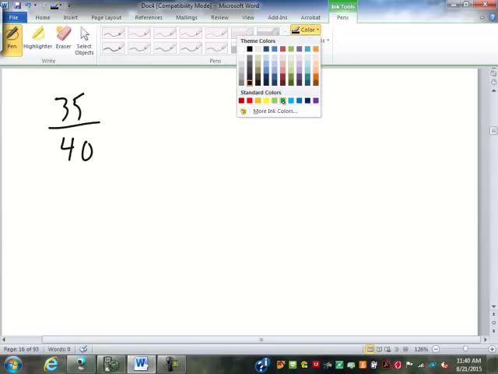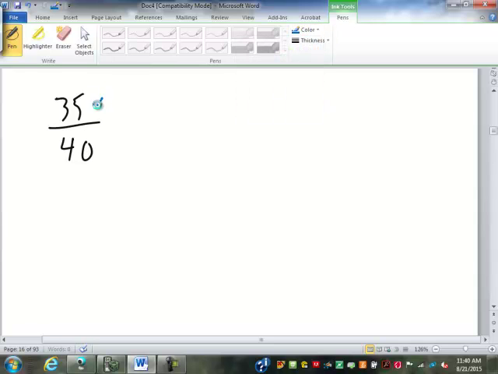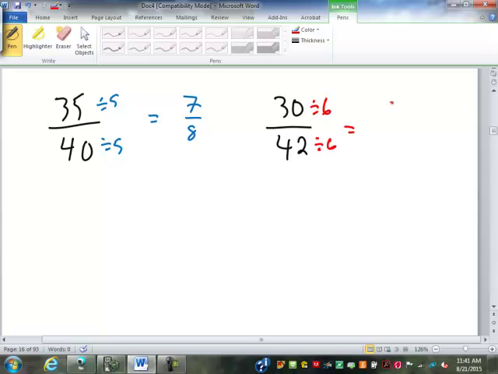So here, what can both of those be divided by? 5, good. Giving us 7/8. How about this one? What can both of those be divided by? 6, giving us 5/7. What do you think? Not so bad?